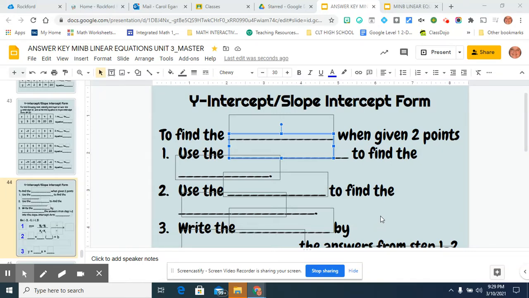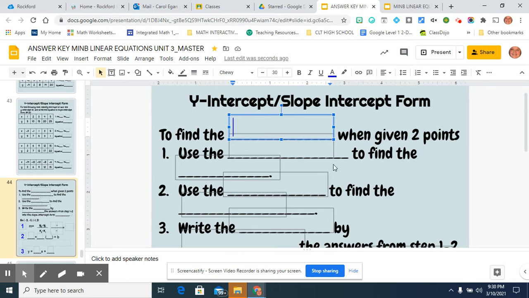Okay, today we continue our study of finding the y-intercept and writing an equation in slope-intercept form for linear relationships. So we've covered how to do it from a graph, how to do it from a table. Now we're going to look at 2 points again.